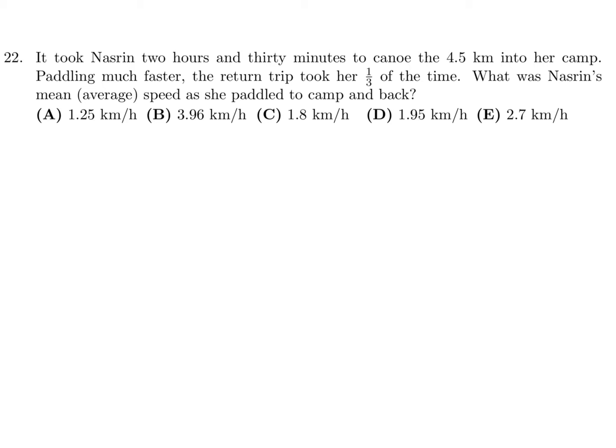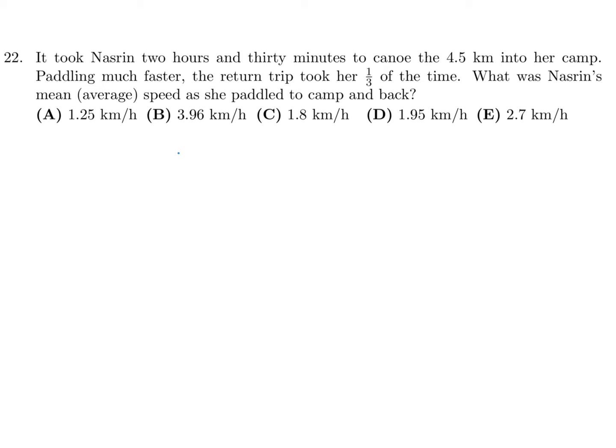It took Nasreen 2 hours and 30 minutes to canoe the 4.5 kilometers into her camp, paddling much faster. The return trip took her 1/3 of the time. What was Nasreen's mean speed as she paddled to camp and back?